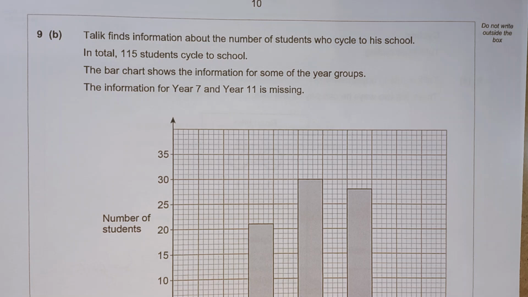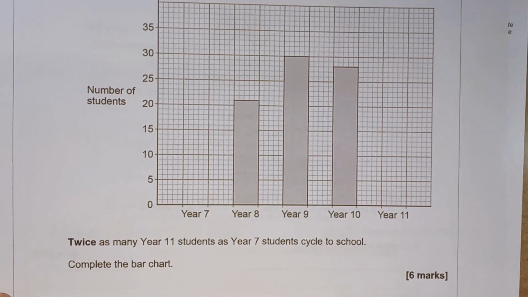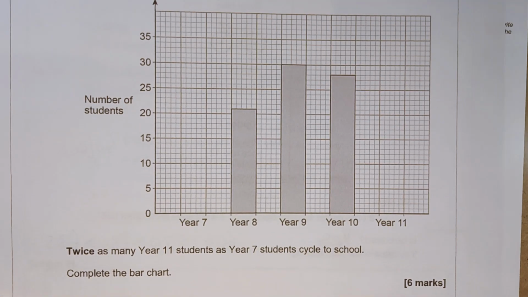9b. Talik finds information about the number of students who cycle to his school. In total, 115 students cycle to school. The bar chart shows the information for some of the year groups. The information for year 7 and year 11 is missing. So let's have a look here. Okay, number of students, so we've got year 8, 9 and 10, but nothing for year 7 and year 11. Twice as many year 11 students as year 7 students cycle to school. Complete the bar chart. So we've got to work out how many we've got in 7 and 11.